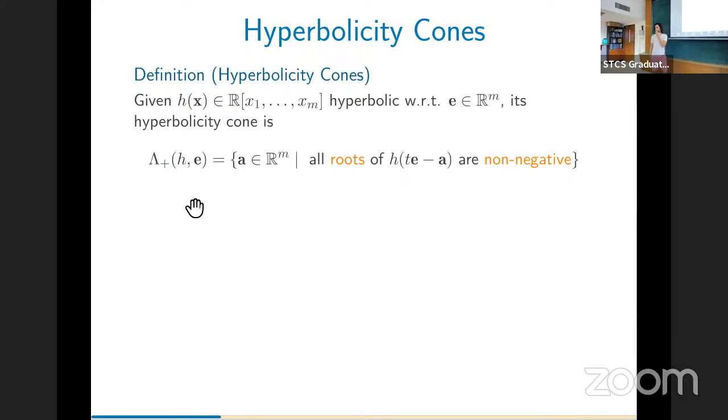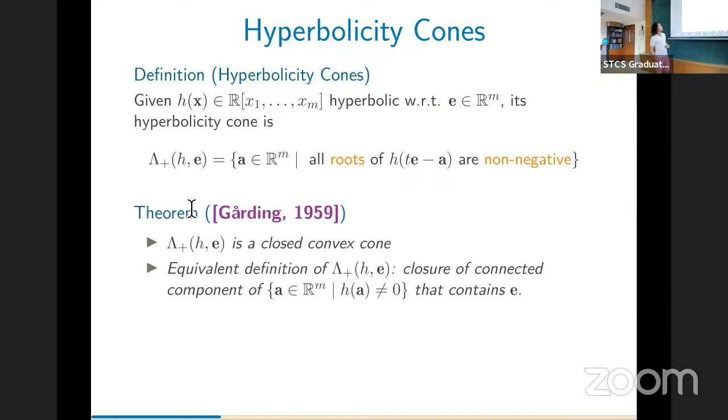And what's the hyperbolicity cone that comes from that? Now we have our hyperbolic polynomial and our direction, and we define the hyperbolicity cone as the set of points A such that all the roots of this polynomial are non-negative. So I want not only the roots to be real, I also want all the roots to be non-negative. They can be 0, they can be positive. So what do we know about this cone? One thing that makes this cone very interesting to us is that Gårding in 1959 proved that this cone is a closed convex cone.